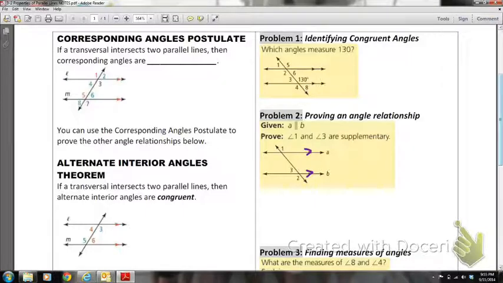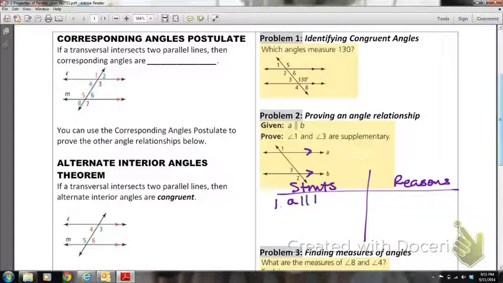And we need to prove that angle 1 and angle 3 are supplementary. So let's do a 2-column proof and put our statements on the left and the reasons on the right. So the first statement, we'll start with what's given. A is parallel to B. And that is given.